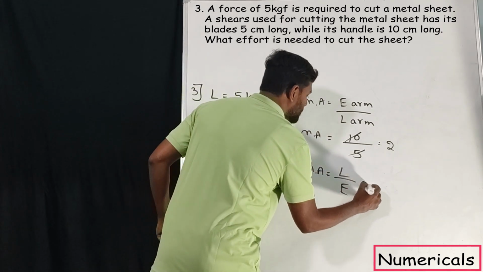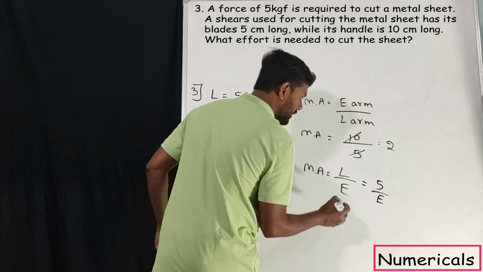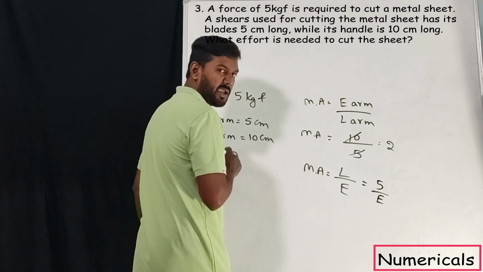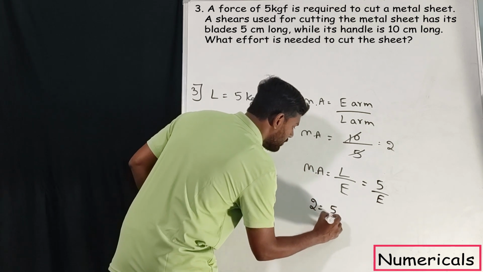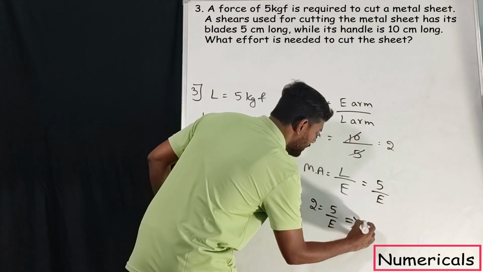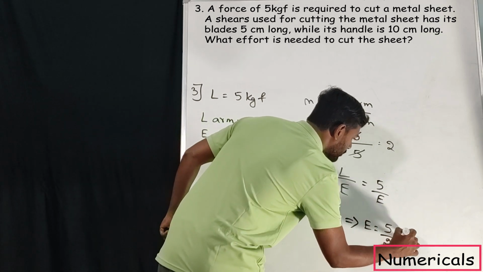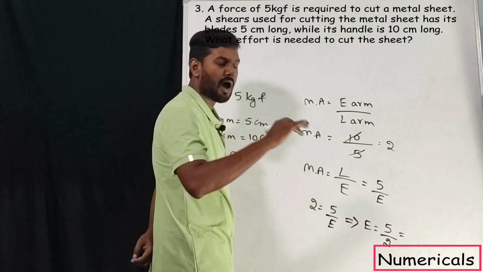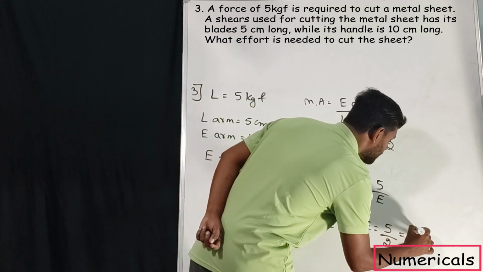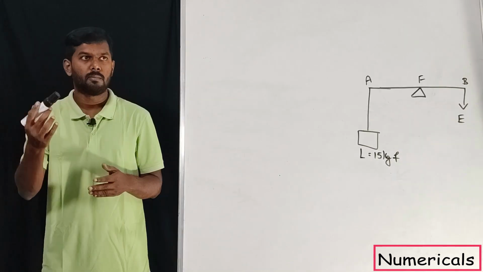Next, load is given as 5 kg and we don't know effort, correct? We know the mechanical advantage, that is 2 is equal to 5 by E. To find E, it will be 5 divided by 2. What is 5 divided by 2? Anything divided by 2 means we are making it half. Half of 5 is 2.5. That's it.